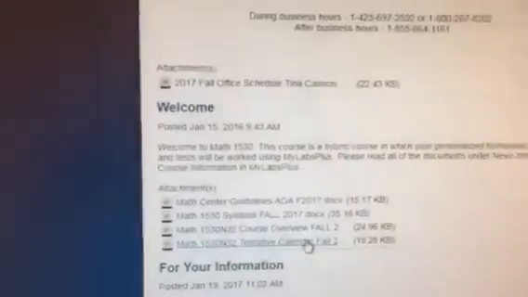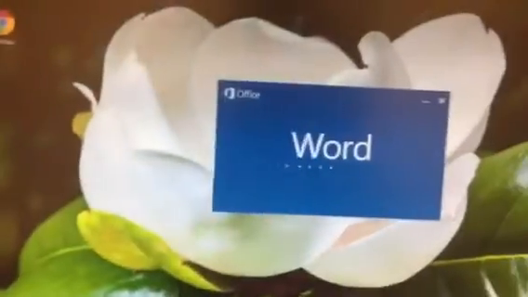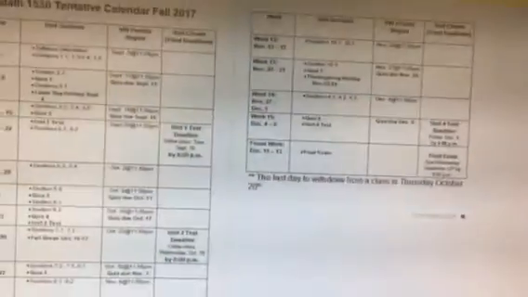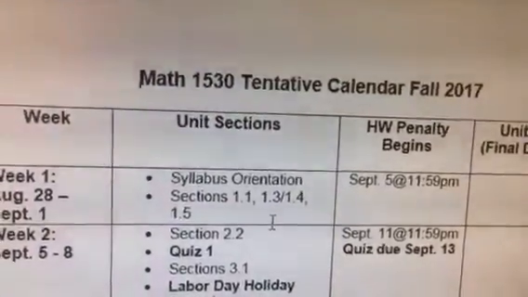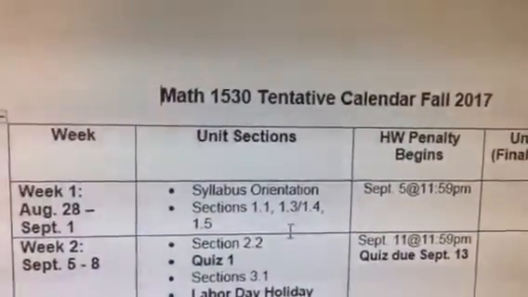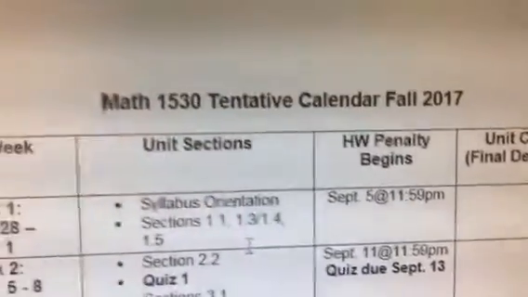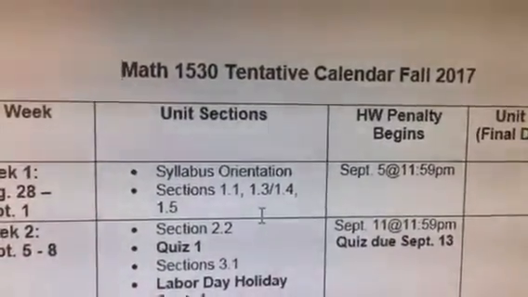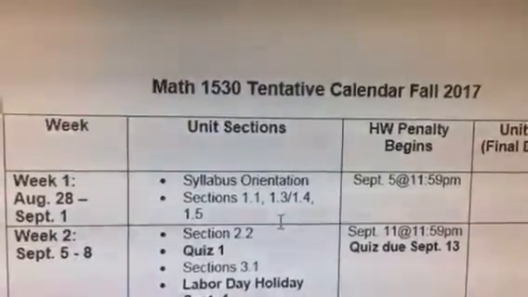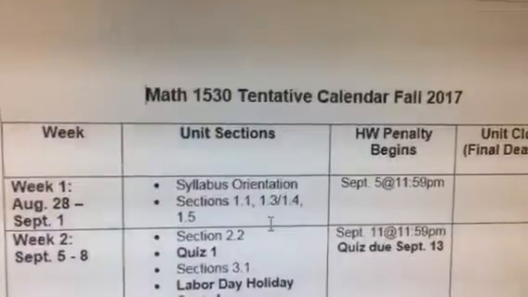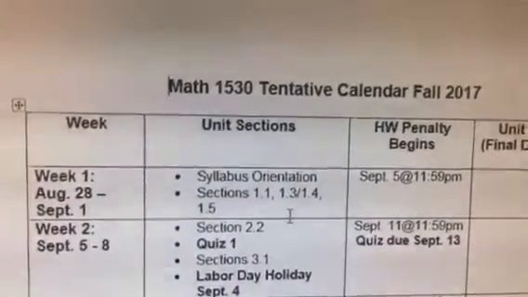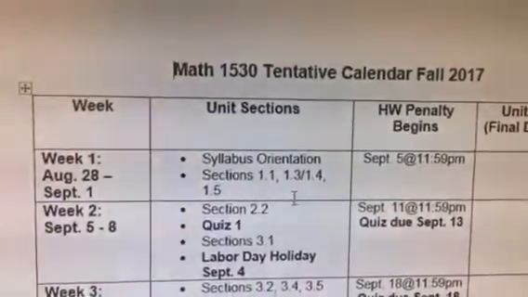If you click the calendar at the bottom, it'll come up, and then we have this. Let's look at this. It tells you what's expected each week and when things are due. So notice you've got assignments 1-1, 1-3, 1-4, and 1-5 due this week, along with your syllabus orientation. The due date is September the 5th, which is a Sunday, at 11:59. If you work on that after this, then it'll deduct 10% off of the grade for that if you're late. So make sure that you keep up with your assignments.